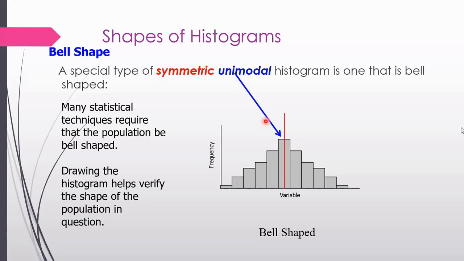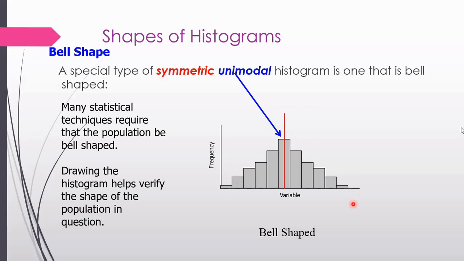Then bell shape. This is a special case of the shape of a histogram. A special type of symmetrical unimodal histogram is one that is called bell shaped. This is very important for most statistical techniques, right? Many statistical techniques require that the population should be bell shaped. To identify whether our histogram is bell shaped, you have to draw the histogram and first look at whether it is symmetrical and whether it has only a single mode. If so, then we can say that it is bell shaped.